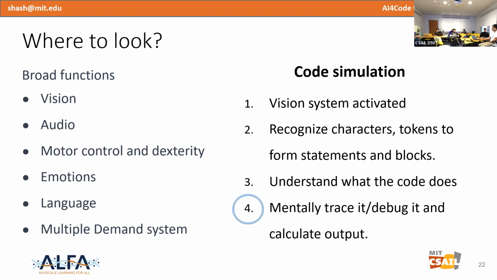And this is code simulation, this fourth part. So what we would assume from the spiel that I've just given you is that this fourth step, in whatever order it actually occurs when we read code, should likely engage the multiple demand system, because this is what the multiple demand system is really good at, or is known for. So you mentally tracing something, debugging something, the multiple demand system will very likely be activated in this step for sure.